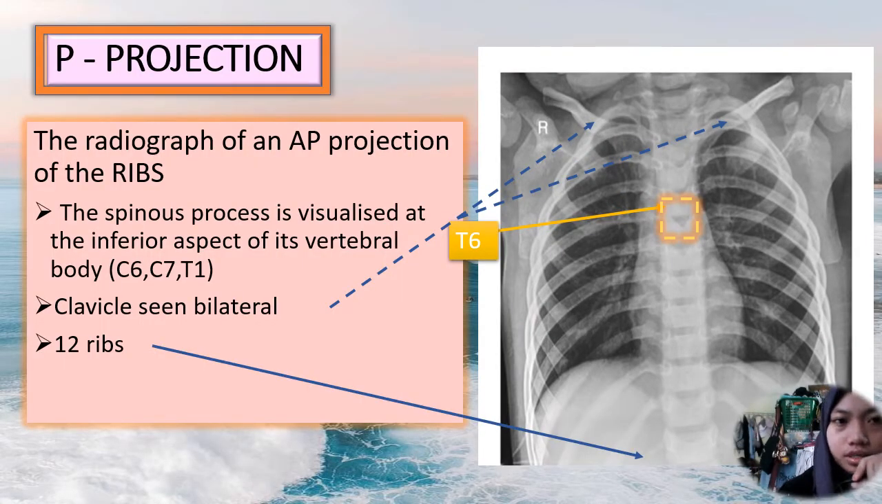For the AP projection of the rib, we can prove it by the spinous process at T6, visualized at the inferior aspect of its vertebral body. Second, we can see the clavicle are seen bilaterally at this and this. And last, we can see the T12 of rib.